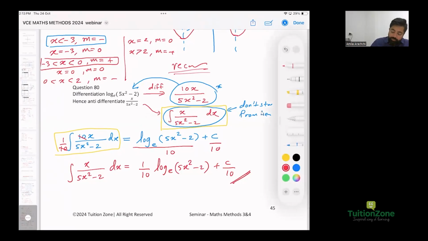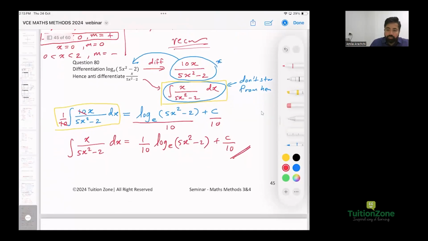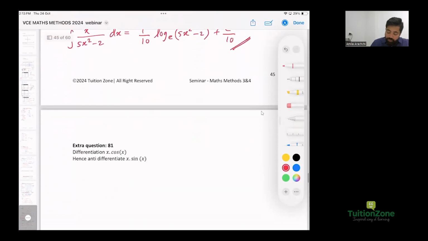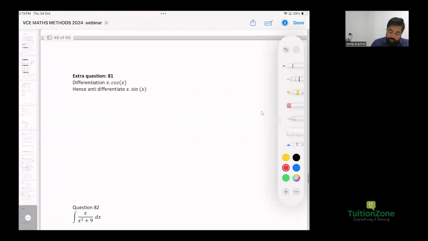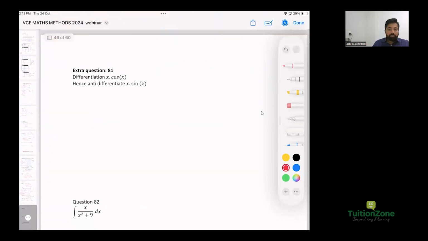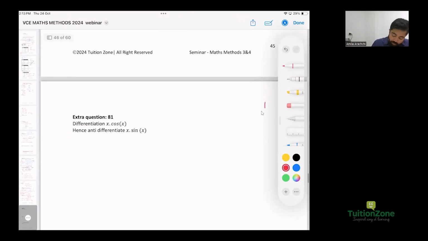All right, let's do it. Are we all good? Okay. Let's try question 81. Differentiate first. I'll write it down. So y is equal to x times cos x. What's your dy dx?